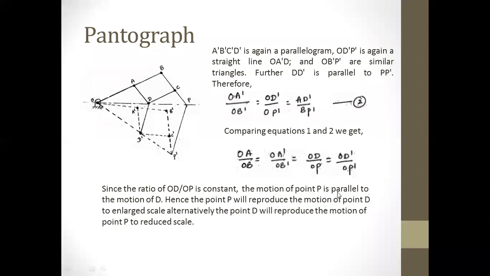The motion of the point P is parallel to the motion of D. D's motion is the same as P's motion, but on an enlarged scale. The point P will reproduce the motion of D on an enlarged scale. Alternatively, D will reproduce the motion of point P on a reduced scale. So the point P will trace the same path as D but to an enlarged scale, and point D will trace the motion same as point P to a reduced scale.